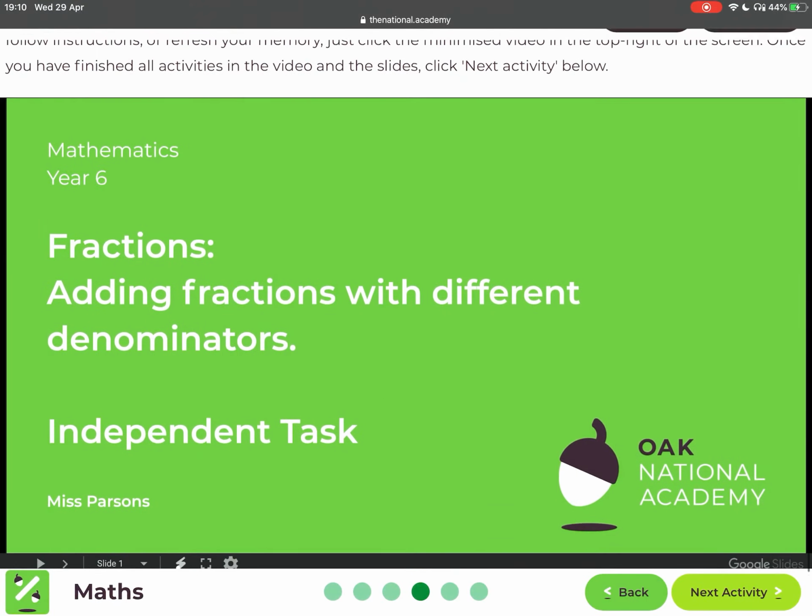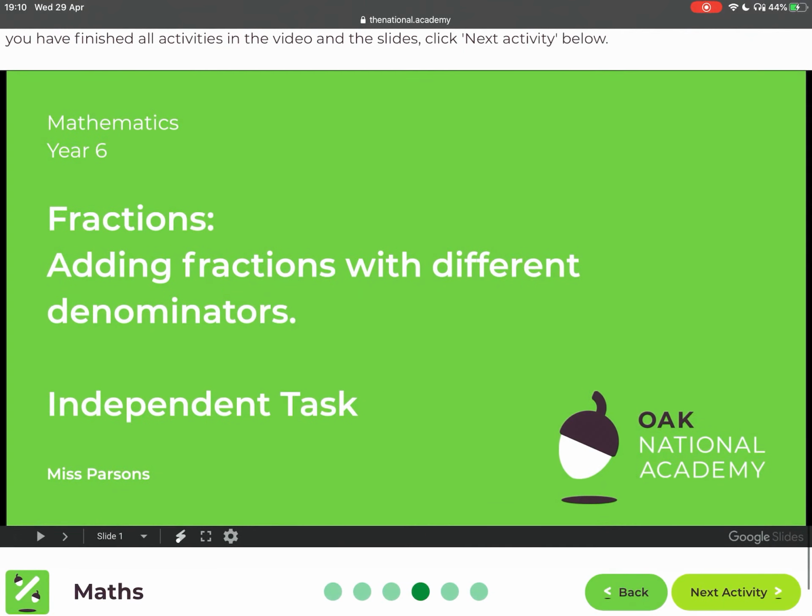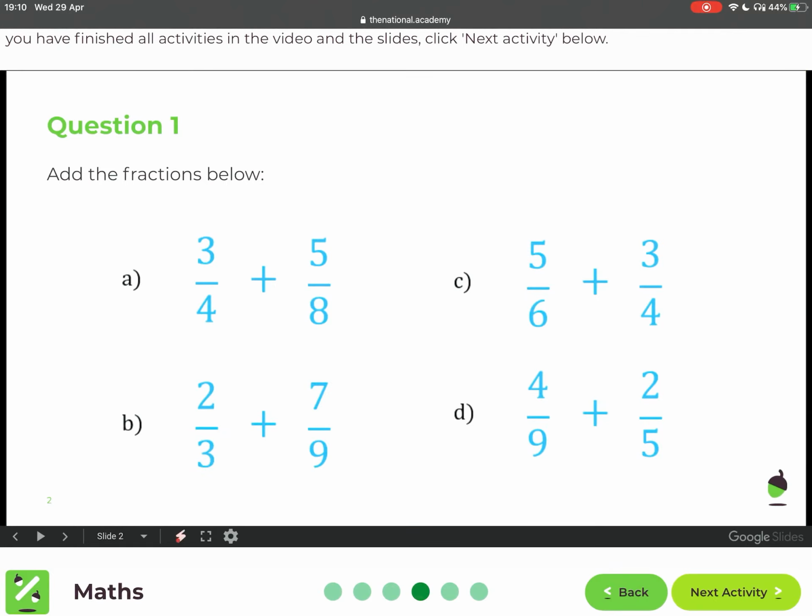Now you've got your fractions, adding fractions with different denominators here. You've got your independent task. So add the fractions below. Here, what you do in this question is you do times this and this by 2, which would be 6/8, and then add 6 and 5, which would be 11/8, and then make it 1 and 3/8. That's the answer for A.